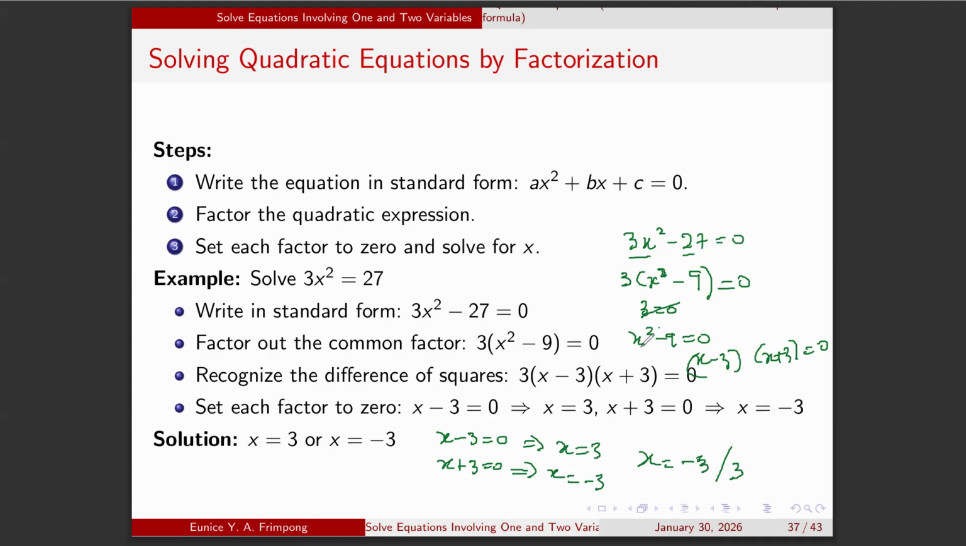This property, you can go and look for it. X squared minus 9 gives us x minus 3, x plus 3. X squared minus 9 is the same as x squared minus 3 squared, because 3 squared is the same as 9. So if you have a squared minus b squared, you can open it up and make it a minus b, a plus b. That's the property I used for this side. You can go and read more on this property.